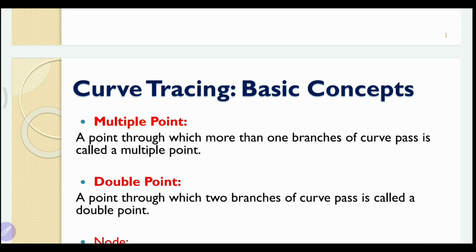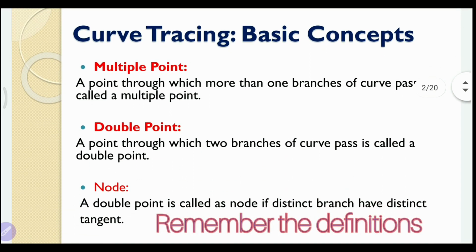The very first point is the multiple point. A point through which more than one branch of a curve passes is called a multiple point. That means if we have a single point and many branches of the curve are passing through it, then that point is called a multiple point. Then the double point is what? A point through which two branches of the curve pass is called a double point.